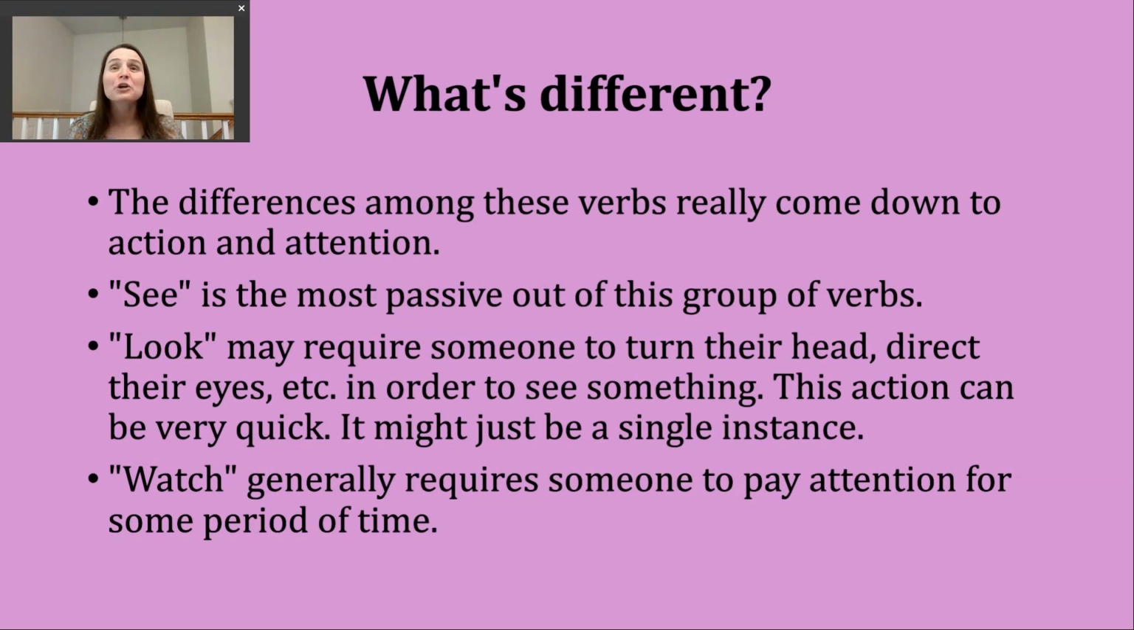Watch, though, is going to require greater action and attention. So here, many times we're thinking about someone paying attention for some period of time. That could be minutes, hours, perhaps even longer than that.